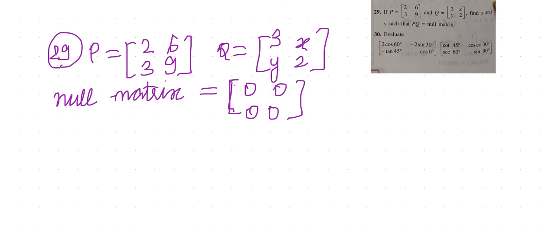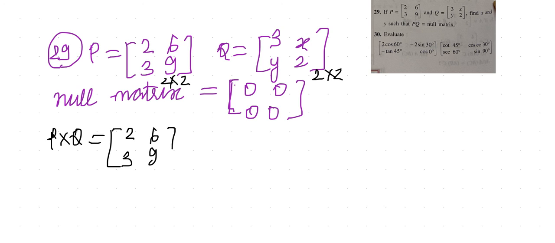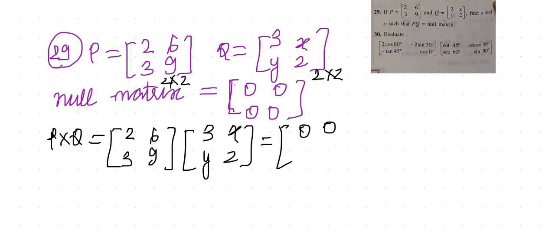Here clearly I can see that P is of the order 2 into 2 and Q is also of the order 2 into 2. So the answer that we are going to get is of the order 2 into 2. That is why we are taking the null matrix as 0 0 0 and 0. How are you going to do this? We will find P into Q, which is 2 3 6 9 multiplied by 3y, x and 2, and this is equal to 0 0 0 and 0.